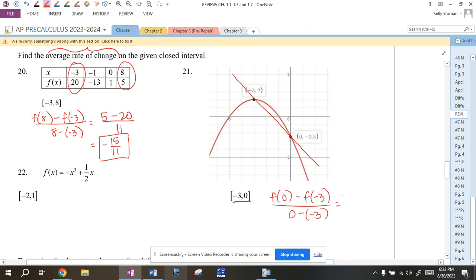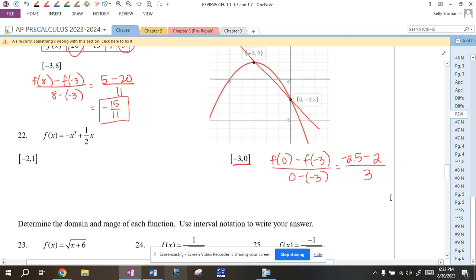F of 0 is -2.5. F of -3 is 2. 0 minus -3 is +3. Okay, now what is this? -4.5 over 3. We are not going to leave our answer like that. We're going to get ourselves out of these mixed numbers.